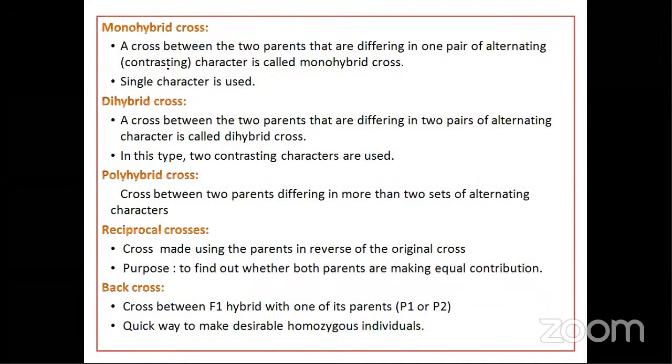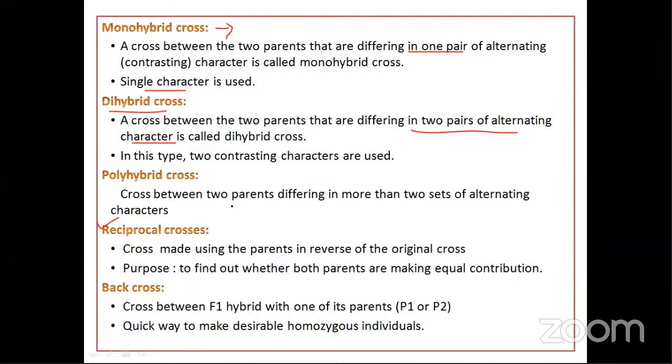Coming to the next thing, that is monohybrid, dihybrid, and polyhybrid. Monohybrid is a cross where the two parents differ in only one trait. The parents are the same for everything, differing only in one pair of contrasting characters, so a single character is considered at a time. In a dihybrid cross, you have two characters. And a polyhybrid cross means many characters are differing in the two parents. Then there are other terms, direct and reciprocal crosses.